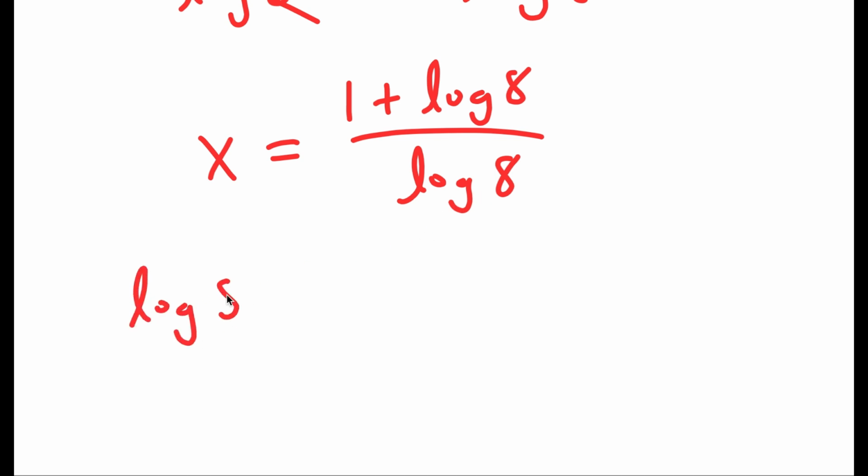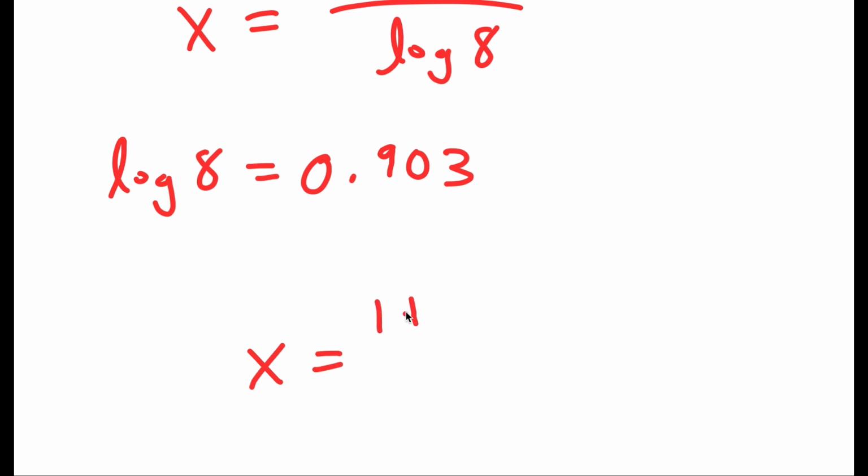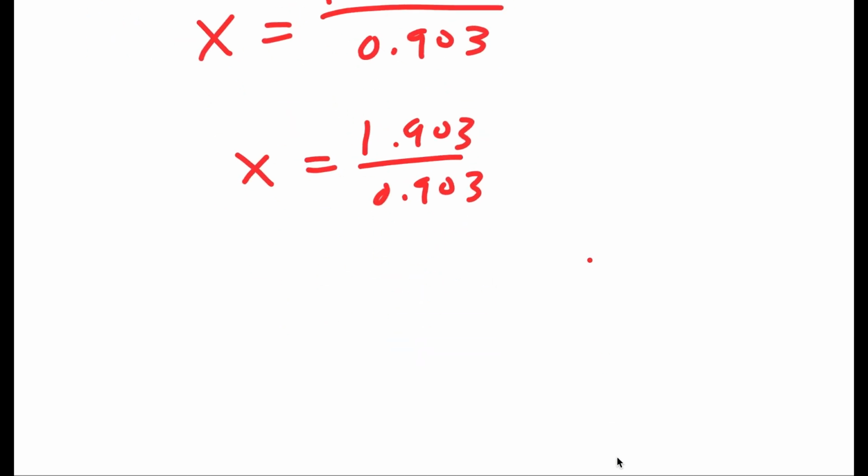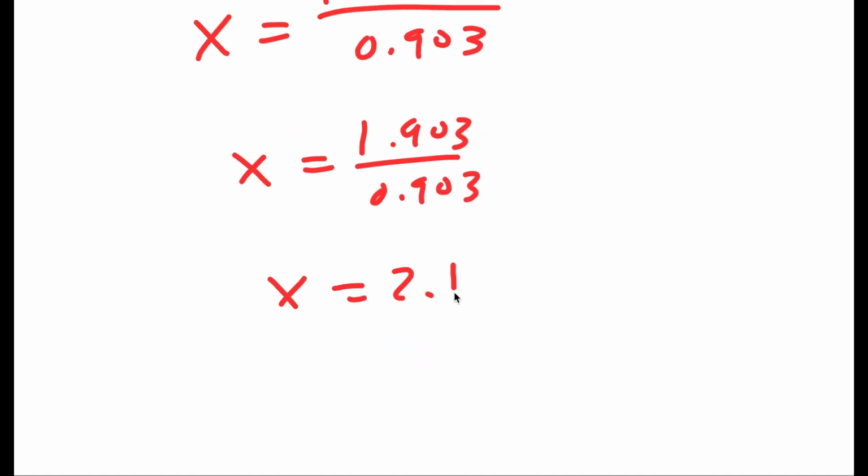Now, log of 8, I'm going to use a calculator for this, is equal to 0.903. So if I plug this in, I get x is equal to 1 plus 0.903 over 0.903, which is equal to 1.903 over 0.903. Which is equal to 2.107.